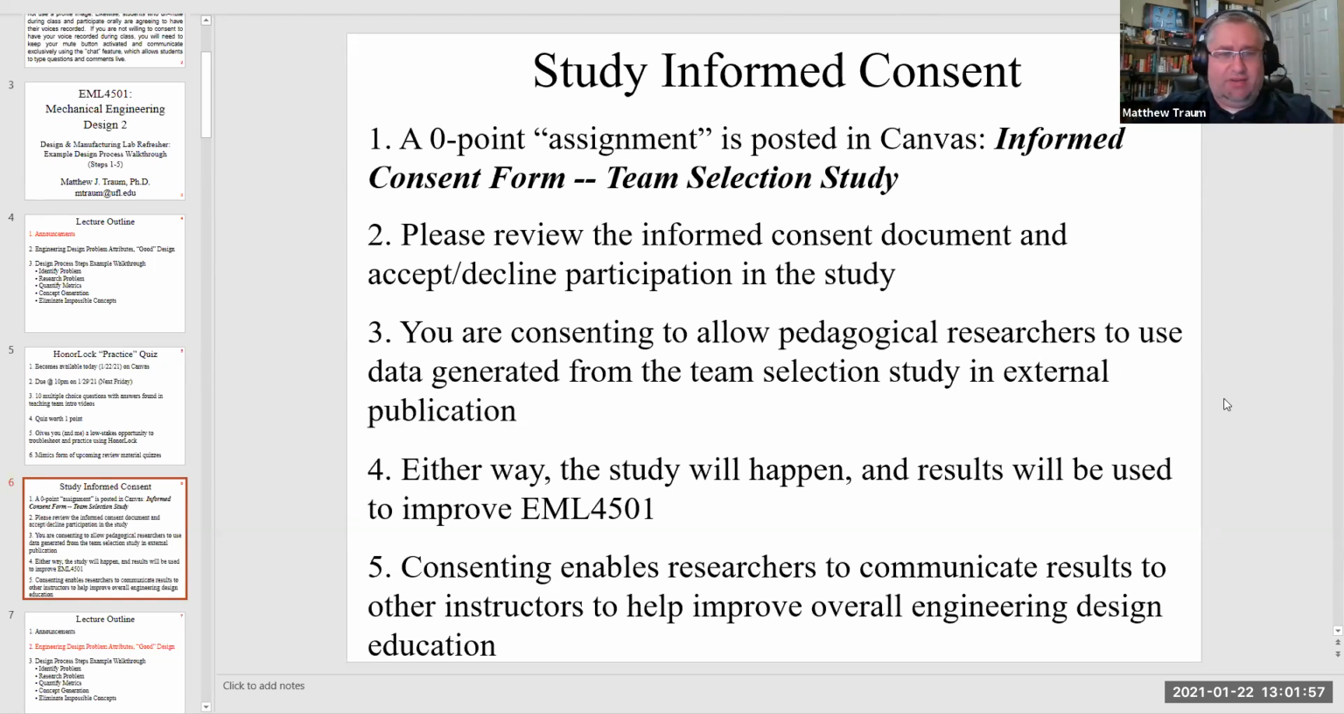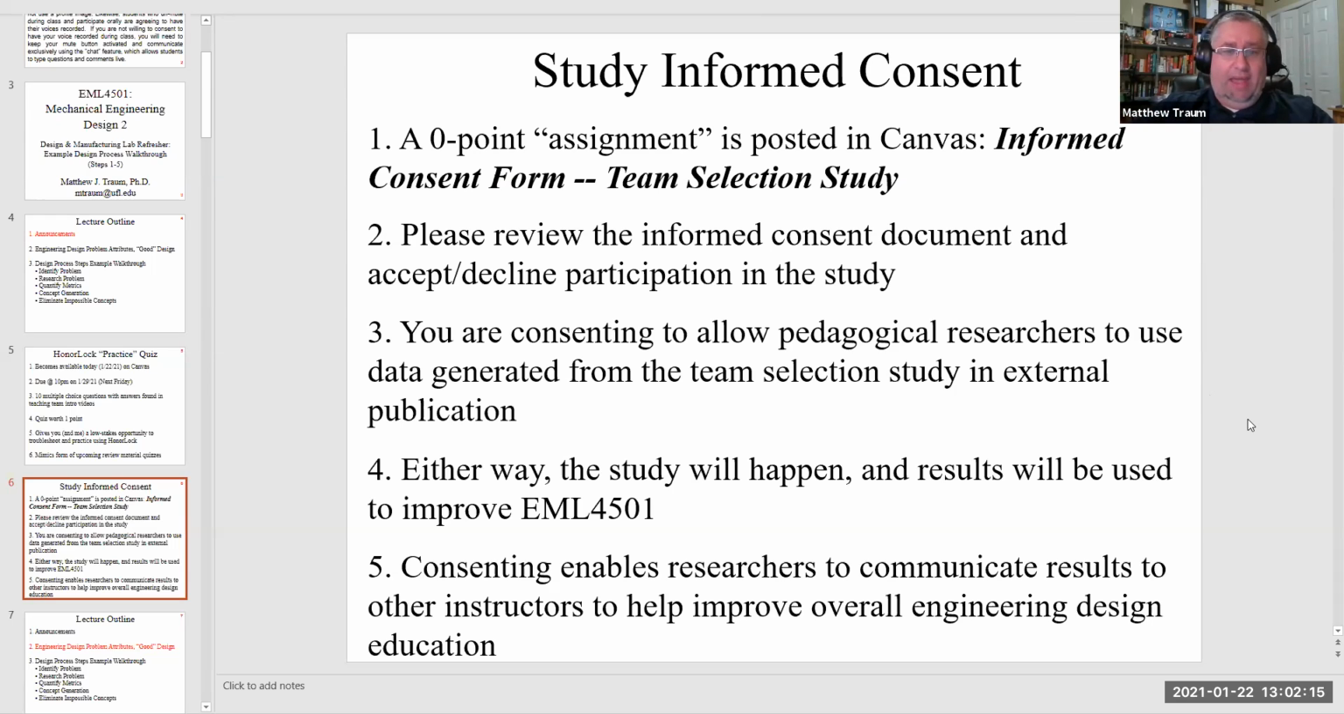Regardless of whether you consent or not, the study is still going to run, and the results will still be analyzed and used to improve EML 4501. The only thing that we cannot do without your consent is to communicate the results of the study externally to people outside of the university.